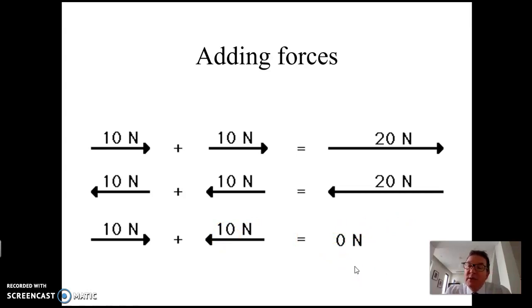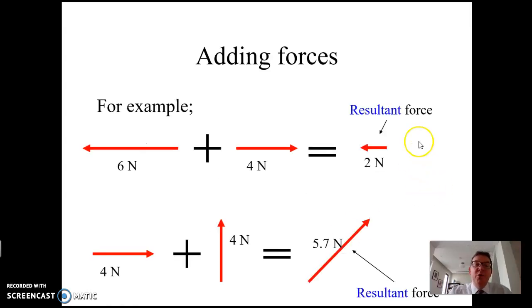So adding vectors is not the same as adding numbers. In adding vectors, 10 plus 10 can equal 0 because we have to take into account their directions. And for those of you that go on into physics or engineering, vectors are quite important. There's a whole branch of mathematics to do with vector addition and how you multiply vectors and all sorts of things.